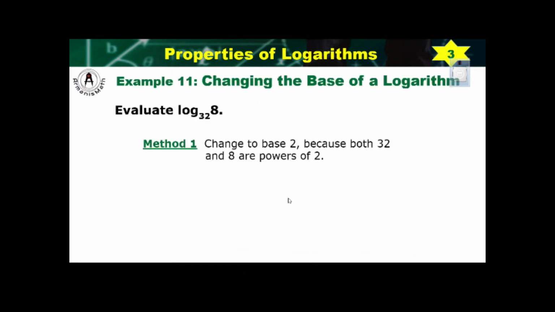Let's take an example of this property. This one says log base 32 of 8. How do you evaluate that? Well, instead of just plugging it into the calculator, which is another option, I would need to do it by changing the base.